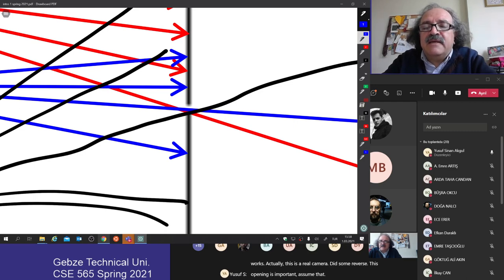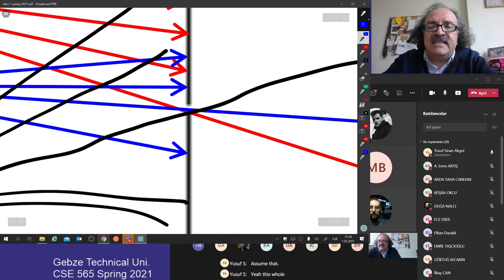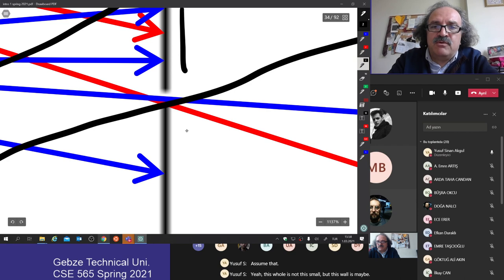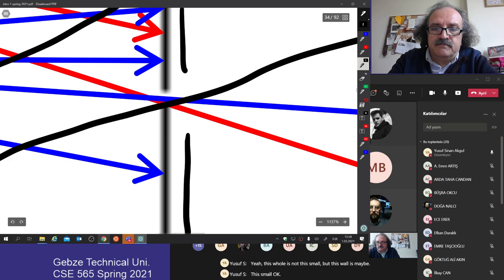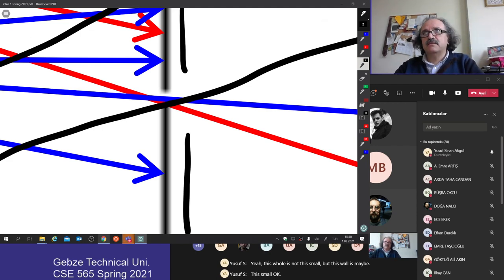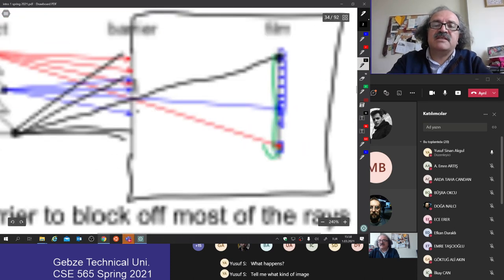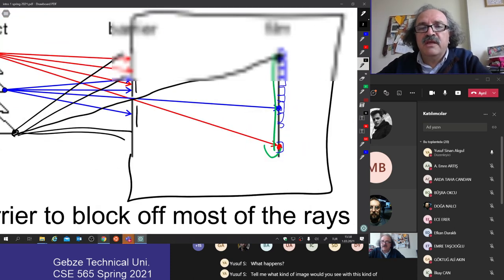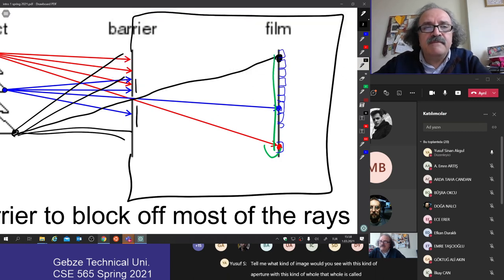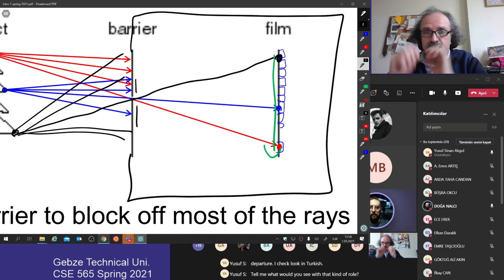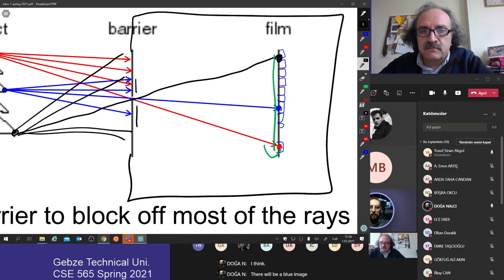Assume that this hole is not this small, but this hole is maybe this small. What happens? Tell me, what kind of image would you see with this kind of aperture, with this kind of hole? That hole is called aperture, açıklık in Turkish. Tell me, what would you see with that kind of hole? I think there will be a blur image.